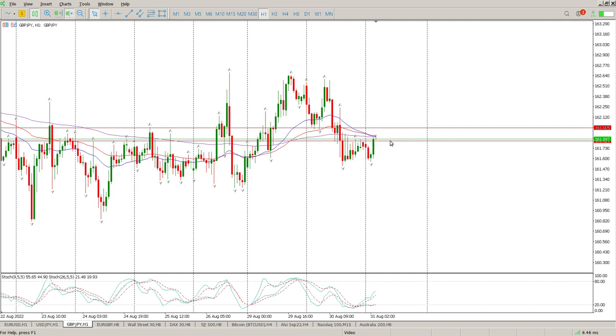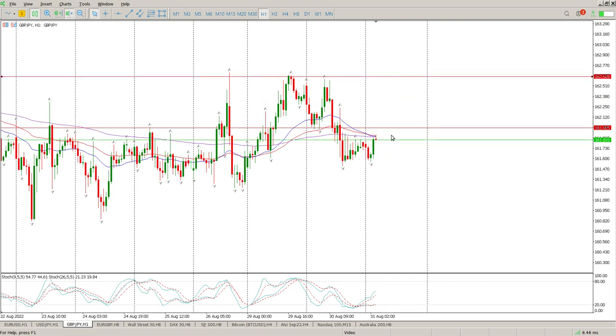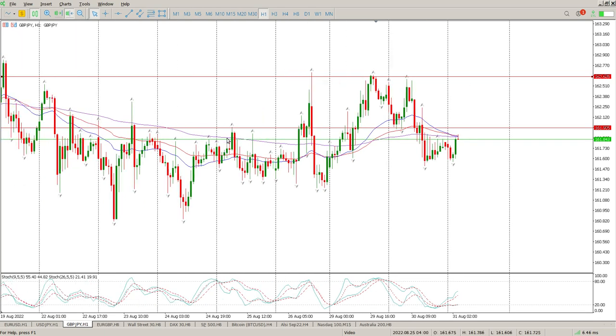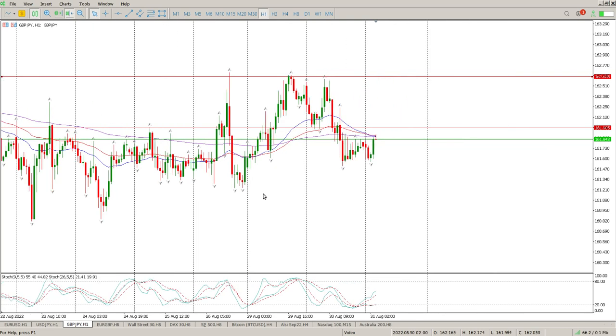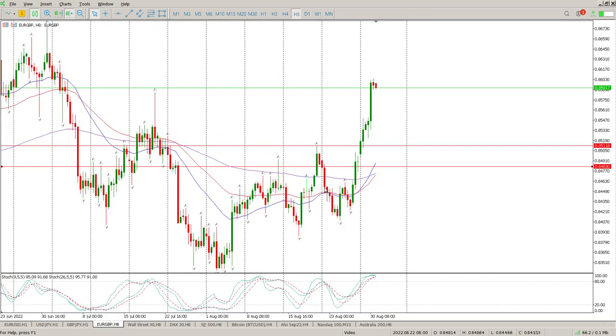The only scenario that I do see playing out potentially at the moment is, let's get rid of that, we'd want to see a rejection of 161.985 and then possibly a move below that structure for a move to the downside. But look to the left. Until we break through all of this nonsense, I am sitting on my hands here.